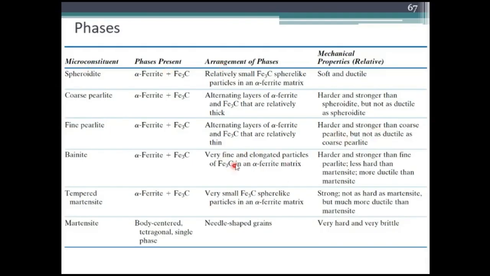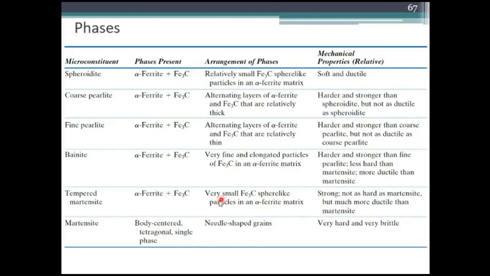Here, in bainite, very fine ferrite carbide particles will be distributed in this alpha ferrite matrix. So a harder and stronger, finer structure will be formed, which will yield a less hard material than martensite, more ductile than ordinary martensite. But when you take tempered martensite, very small ferrite carbide spear-like particles will be formed, distributed in the alpha ferrite matrix. It will be strong but not as hard as martensite.